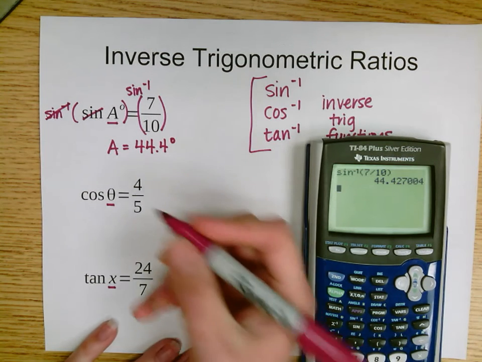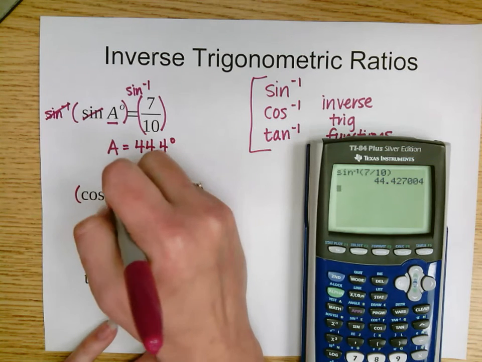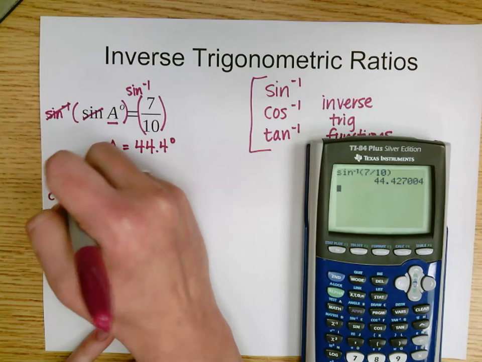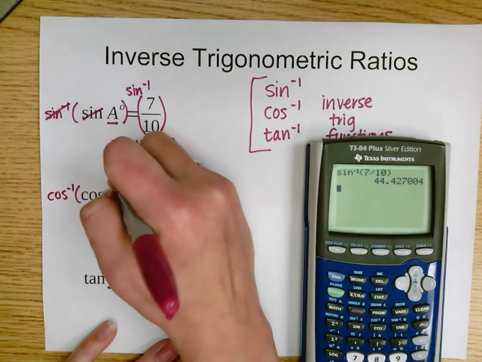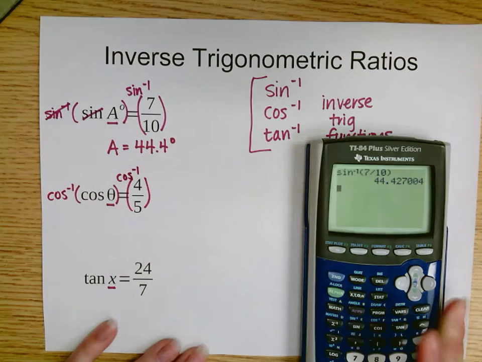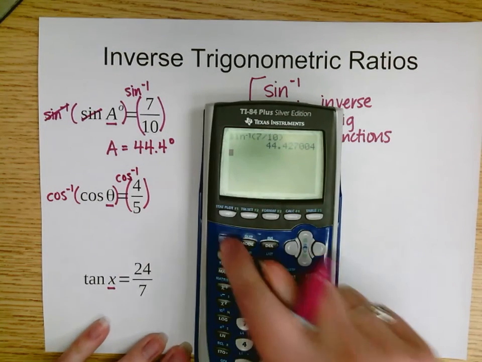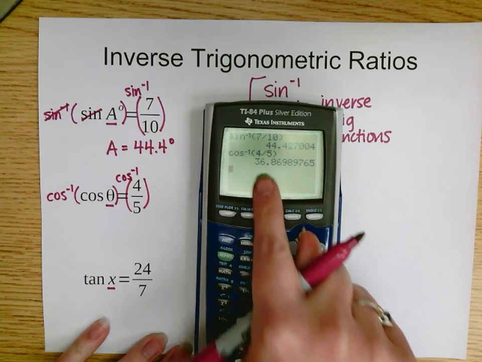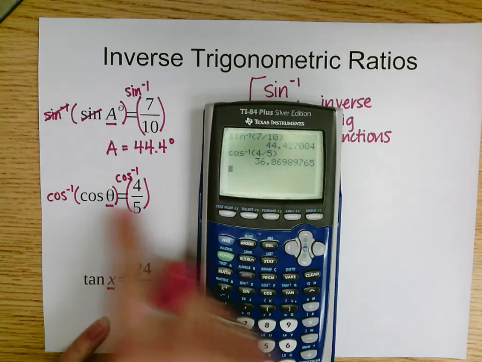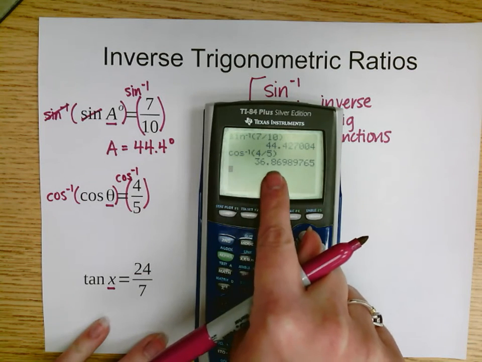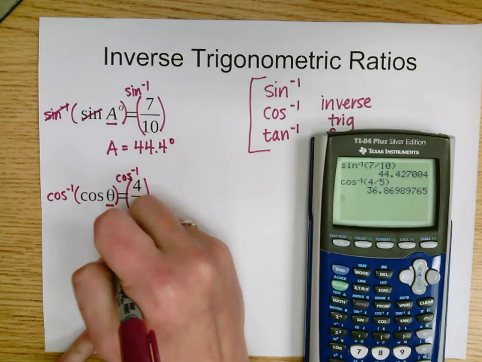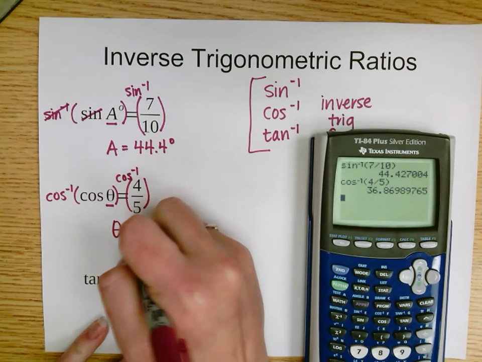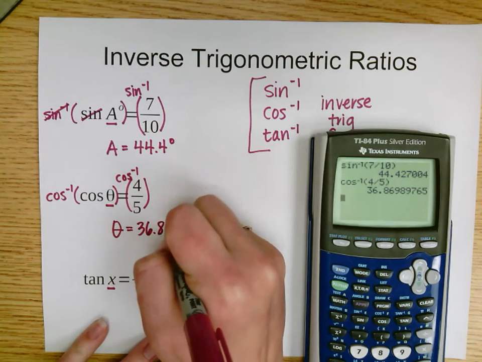All right, so let's see. We see cosine. We're going to use inverse cosine. So I'm going to hit second cosine and 4 divided by 5. And it's going to tell me the angle theta is 36.87 degrees. So theta equals 36.87 degrees.